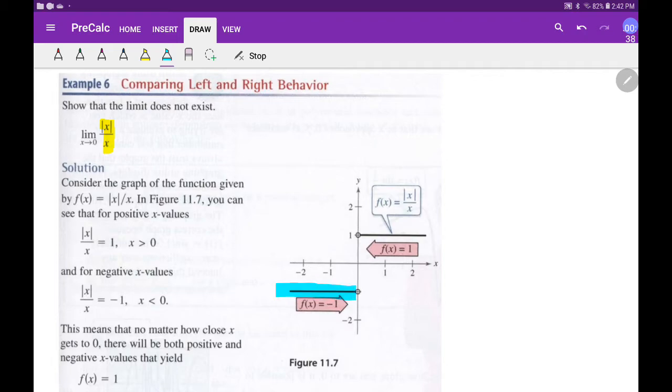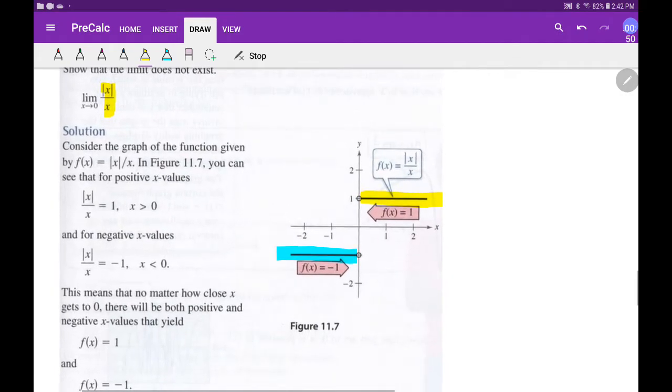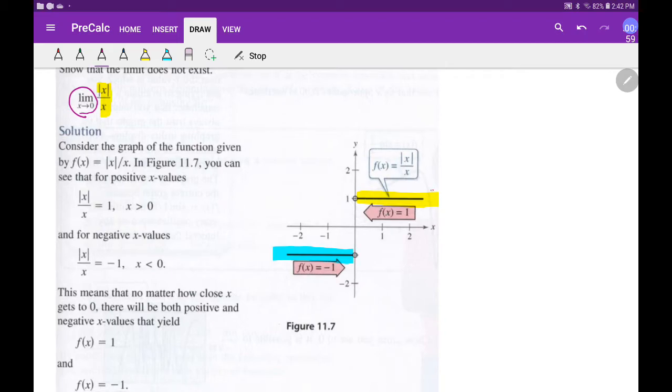And if we take the limit as x approaches 0, we find out there's a rule that says the limit has to be the same from both directions. As it gets closer and closer to 0 from the right, it's 1, 1, 1. But on the other side, as I get closer and closer to 0, it's negative 1, negative 1, negative 1. And remember, I never actually get to 0.